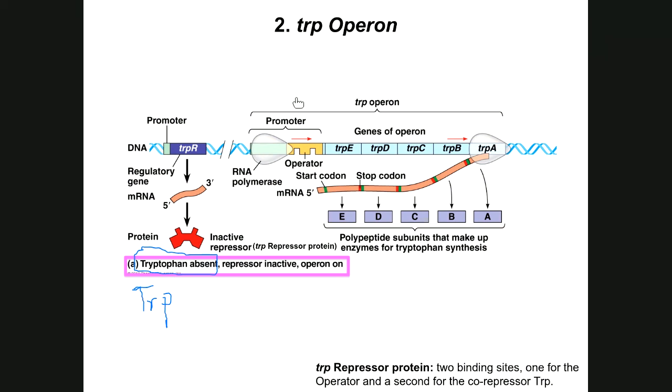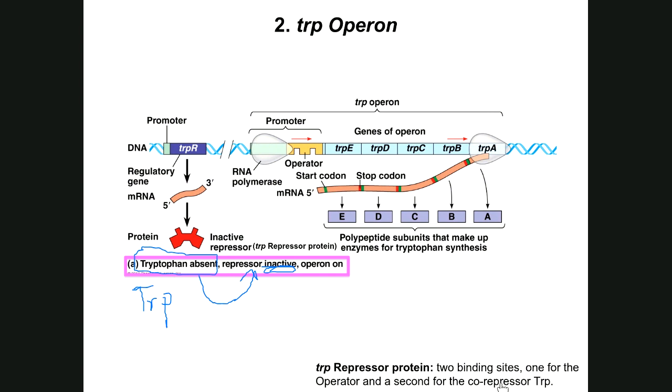Now, the way it works for the trp operon, which is a repressible operon, is normally gene expression is on. Why is gene expression on? Well, first of all, tryptophan is absent. And when tryptophan is absent, that results in the repressor protein being inactive. So here's our inactive repressor protein, specifically called the TRP repressor protein, which I put here. Well, if you come down here, the TRP repressor protein also has 2 binding sites. One of the binding sites is for the operator, but the second binding site is for the co-repressor.